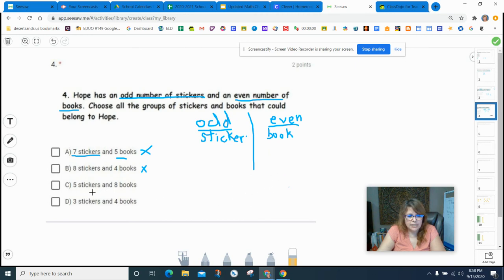Now I have 5 stickers and 8 books. So I'm going to draw the number 5 here and 8 books here. Now remember, I need an odd on the stickers and an even on the books.